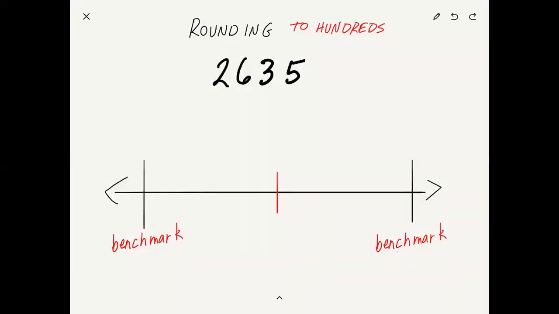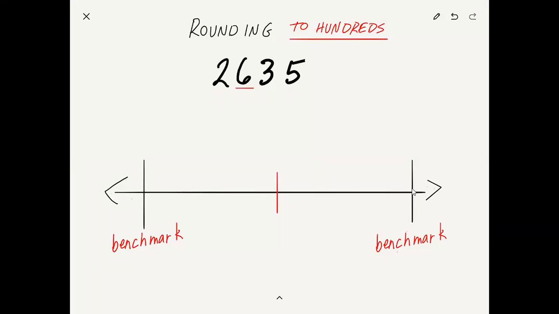The first thing you got to understand is what you are rounding to. This number here is 2,635. We could round it to the thousands, the hundreds, or the tens, so you first have to know what it is that you're rounding to. In this case, we're rounding to the hundreds, so you go to the digit in the hundreds place. This is the ones, the tens, the hundreds, the thousands.